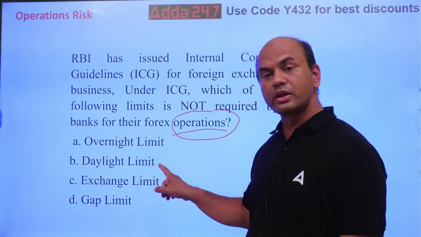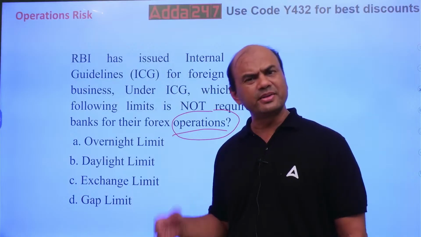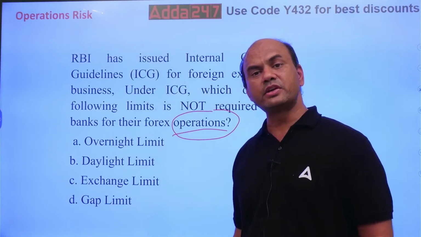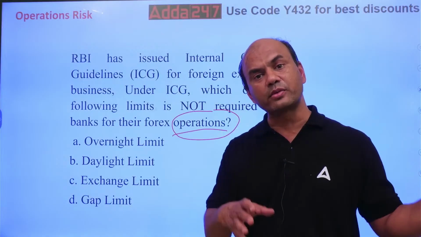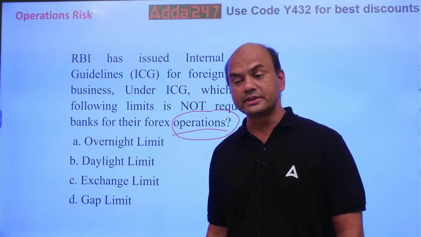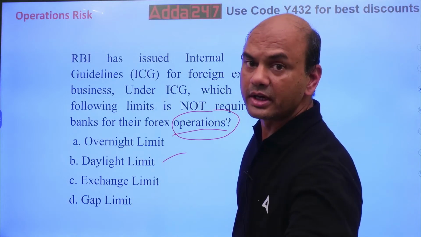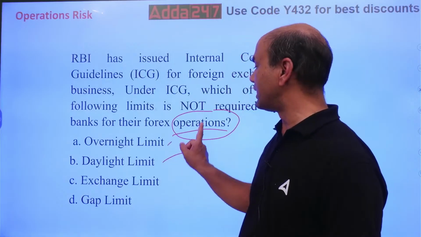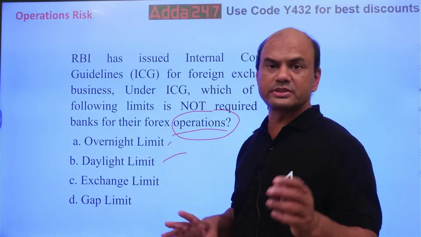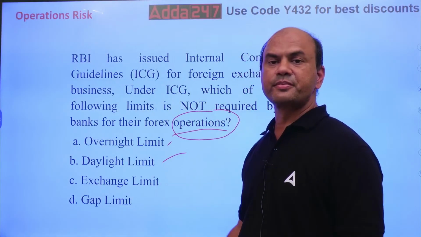Daylight limit means during the day, how much Forex can you handle? Same thing is there in a branch also for the cashier. Can the cashier bring the whole cash from the vault and keep it in the teller area? No. There is a limit given to this person, daylight. So that is daylight limit. Overnight limit, exchange limit, gap limit. Now one of these is not there in Forex operations.